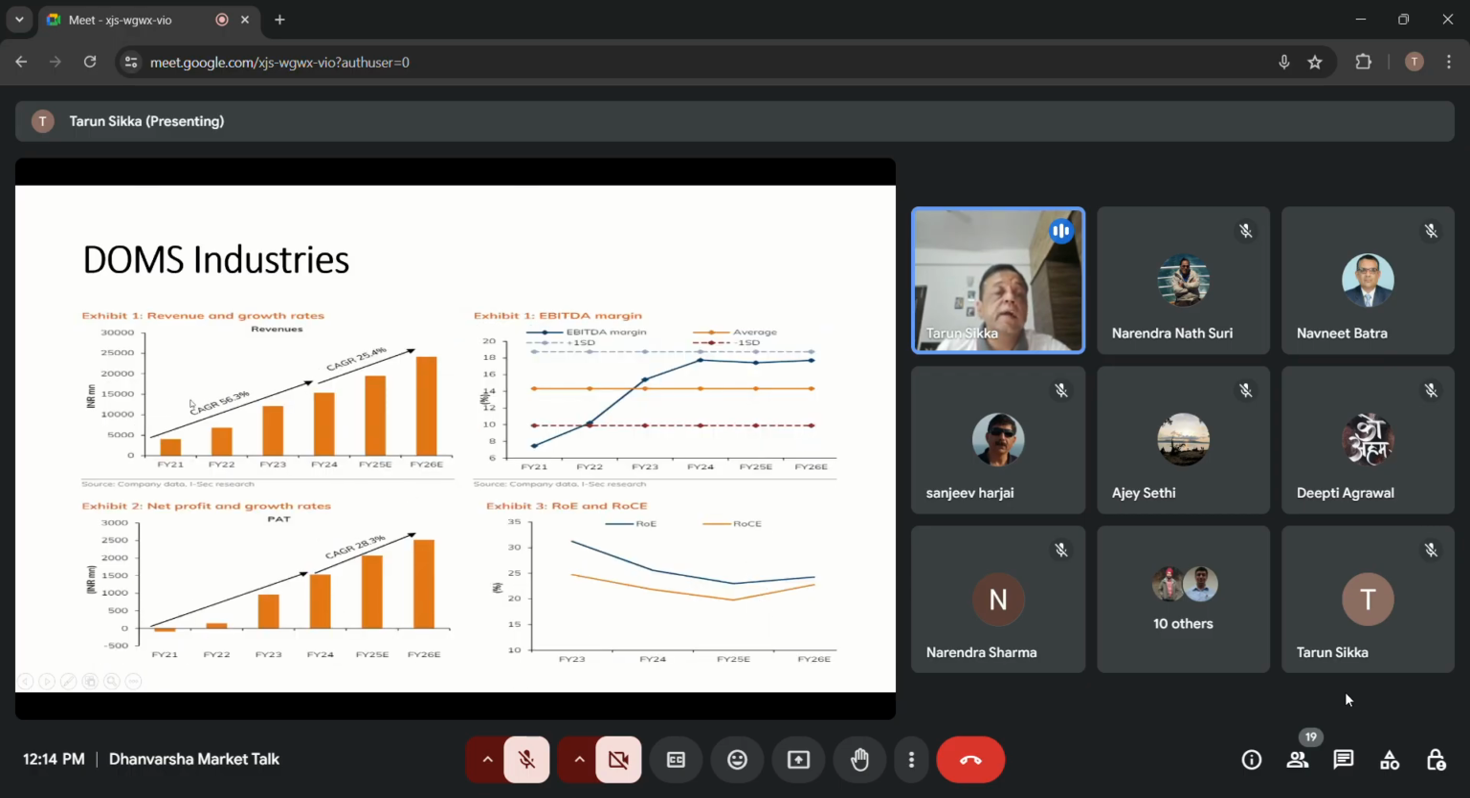And if you see here, they had strong revenue growth, but it is likely to peter out now, not become that slow, but still a CAGR of revenue growth of 25% is good. EBITDA margin is improving, and it is expected to be above the mean levels. Net profit growth CAGR of 28%, and ROE, ROC is declining because they're doing some capex, but still it is good, above 20%.